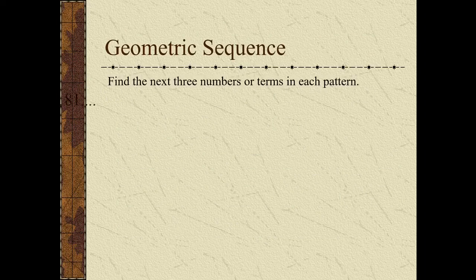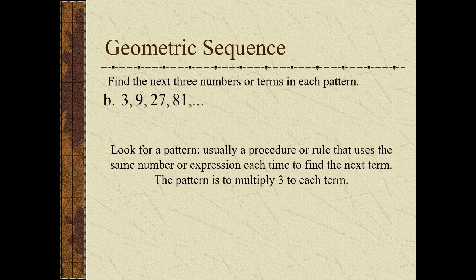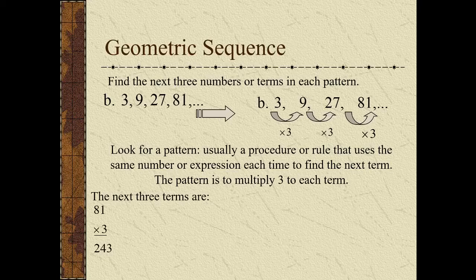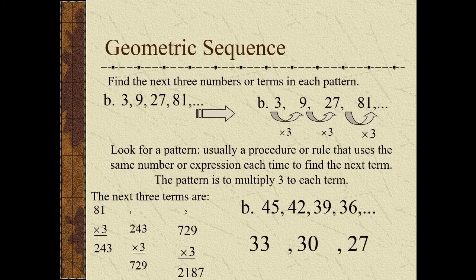So, let's have this one. What have you noticed here? What did I multiply to get the next term? Times 3, correct. So to get the next term, what is 81 times 3? That's 243. 243 times 3 is 729. 729 times 3 is 2,187. So simply, the next three terms are 243, 729, and 2,187.